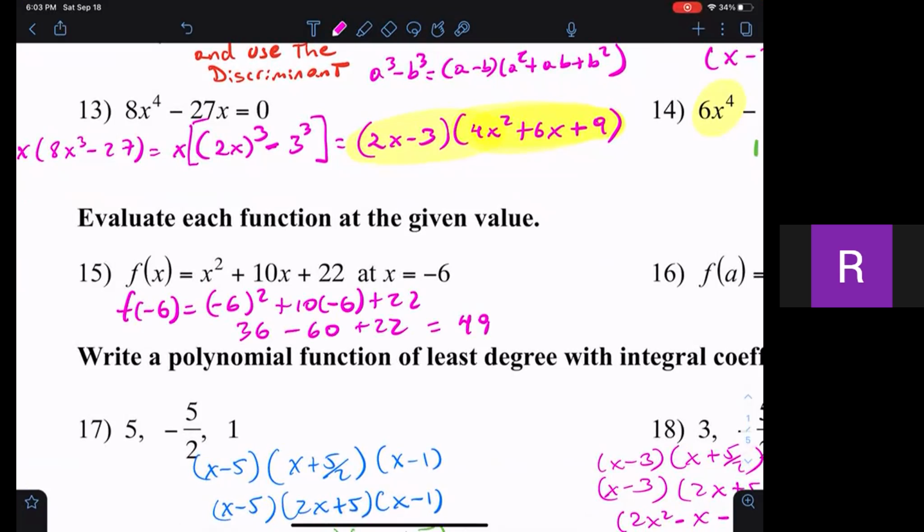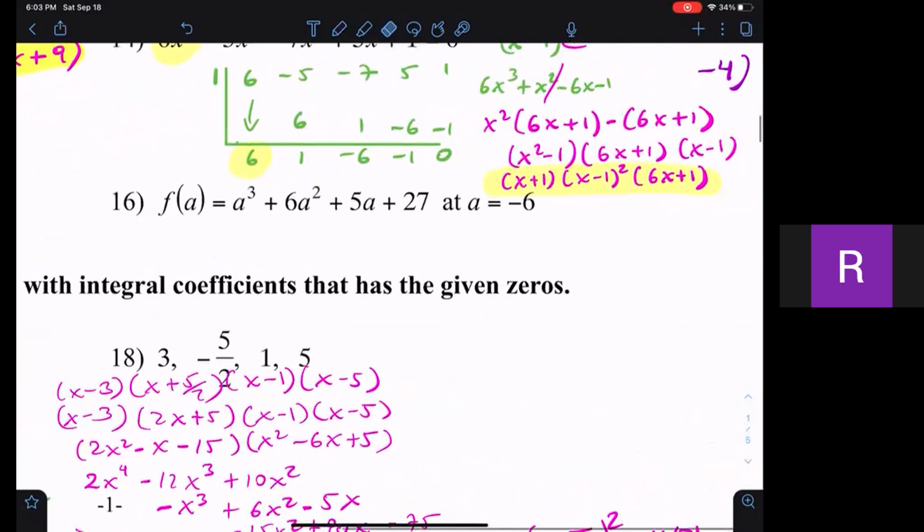Let's check. 36 minus 60 plus 22. This is 36 minus 60, right? So that's negative 24. Oh yeah, negative 2. Sorry, negative 2. Okay, that's the answer.